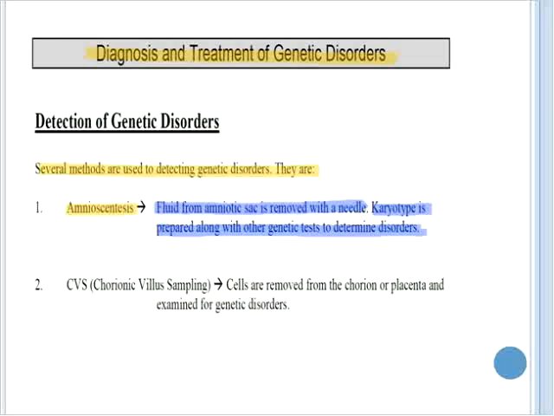Another means by which genetic disorders can be determined is through the use of chorionic villus sampling. Here, cells are removed from the chorion or placenta, and in a similar fashion, a karyotype can be deduced. Again, this will indicate genetic disorders.